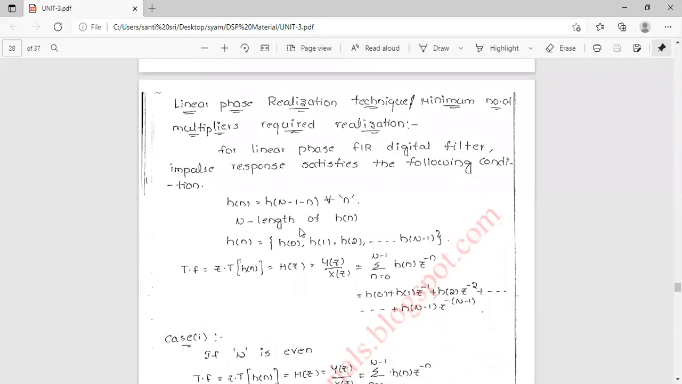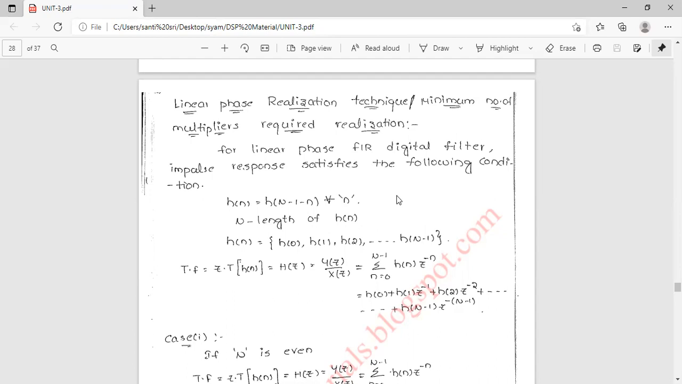Next we'll see the linear phase realization. This is the third one: the linear phase realization technique, also called the minimum number of multipliers required realization. For a linear phase FIR digital filter, the impulse response satisfies the following condition: h of n is equal to h of N minus 1 minus n for all values of n, where N is the length of h of n.